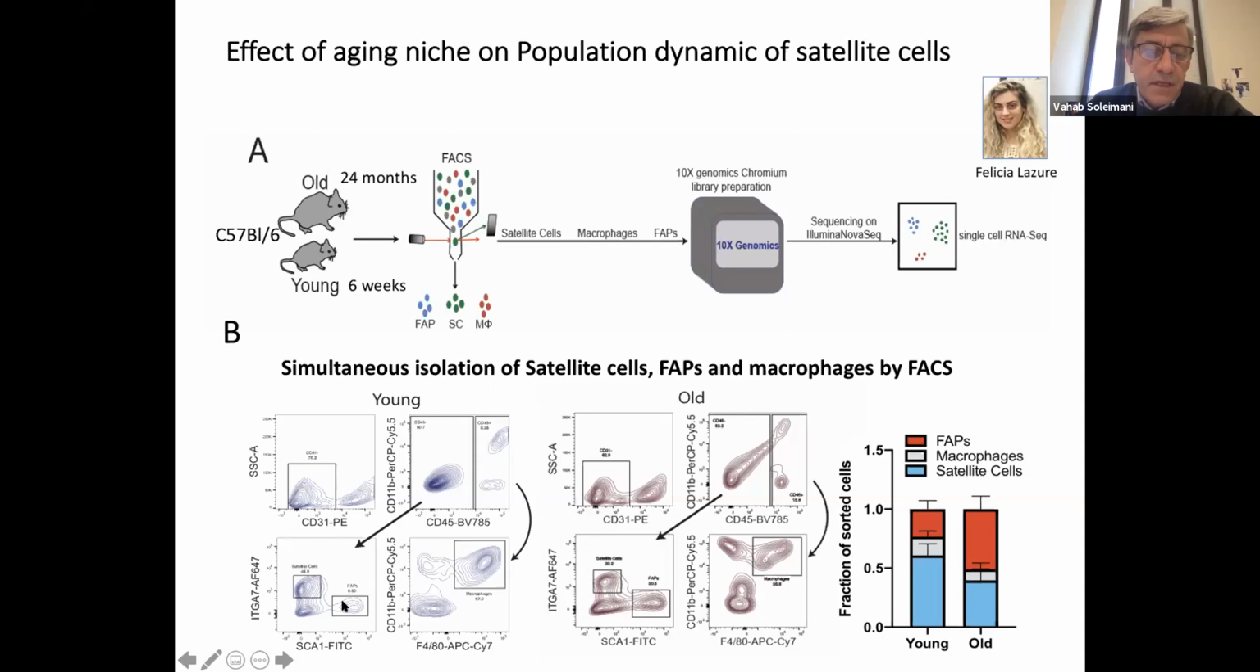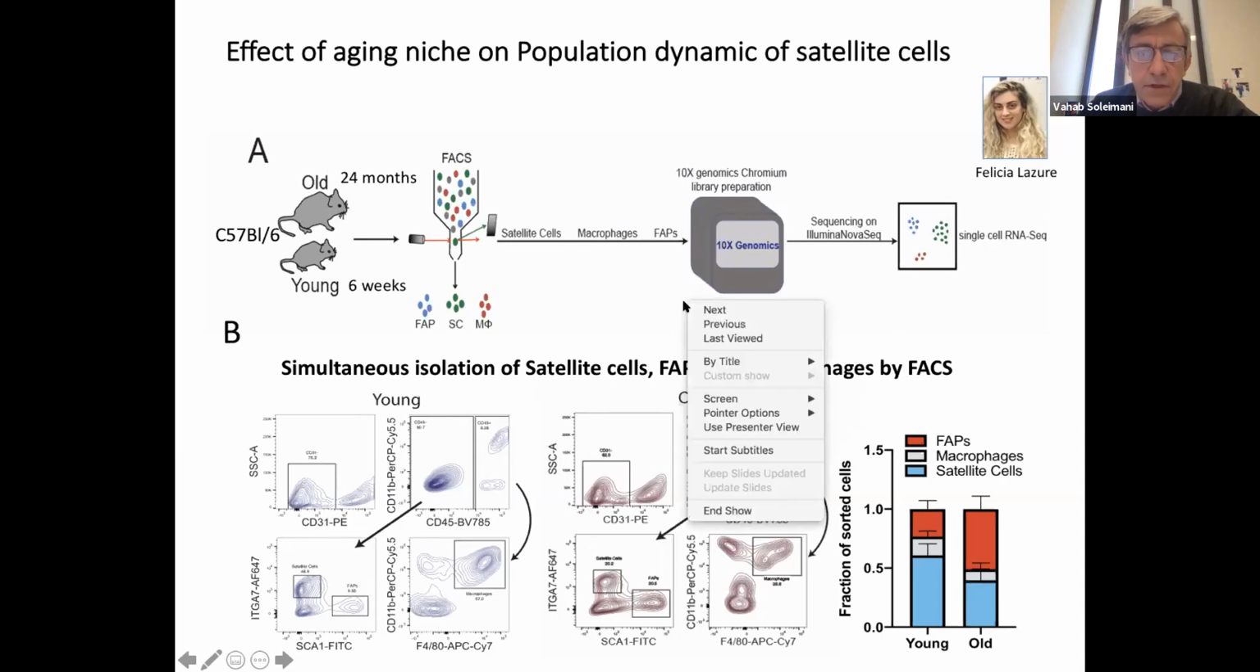She would then take the SCA1 plus cells, and then use CD11B and F480 for macrophages, and then subject these cells to the 10x Genomics Chromium 3' platform. Then we would get the single cell data from there.